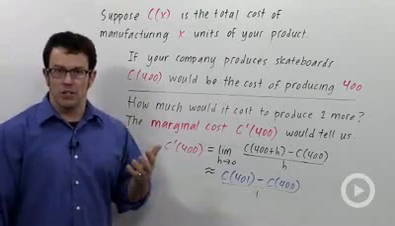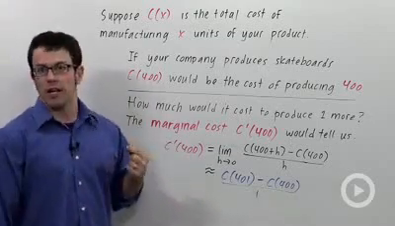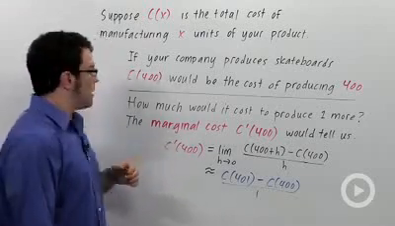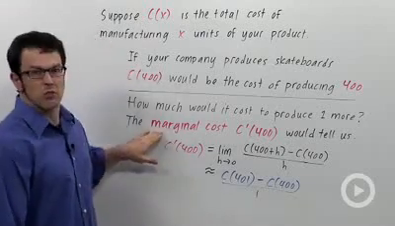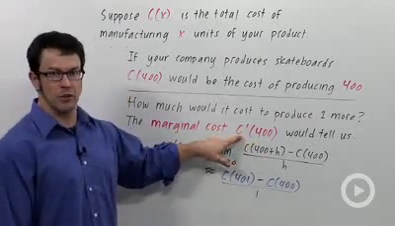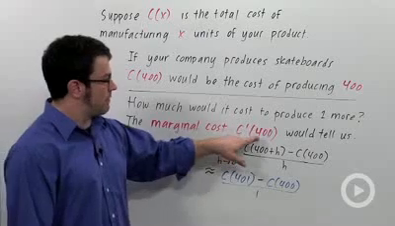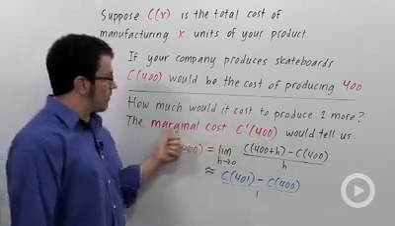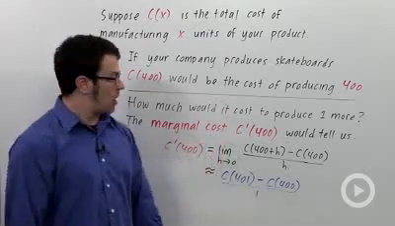Now the question is, how much would it cost to produce one more skateboard? So you're already producing 400. What does it cost to produce 401? Well, that's something that the marginal cost would tell you, C prime of 400. And C prime is just what it looks like. It's the derivative of the cost function evaluated at 400. So in economics, the derivative of the cost is called the marginal cost.